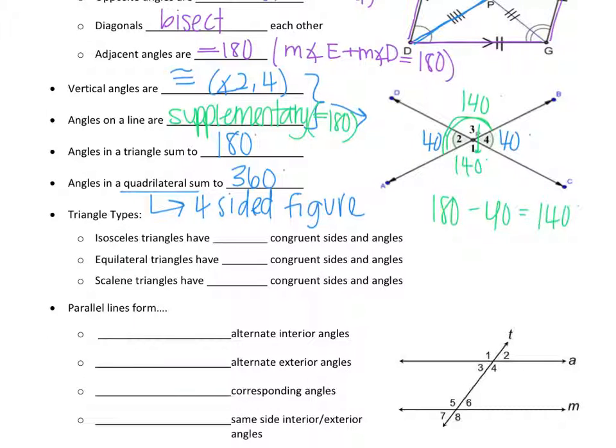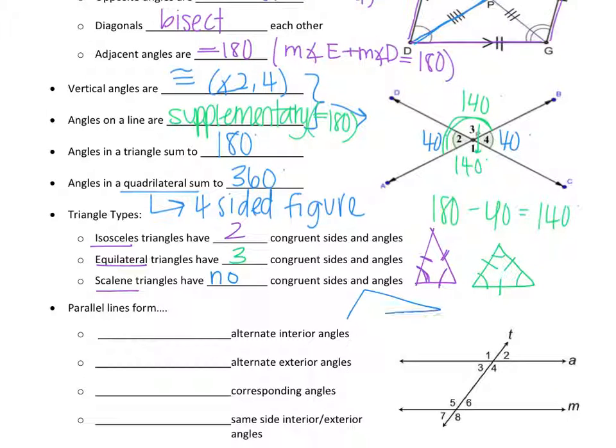Next, we're going to talk about triangle types. There are three different types of triangles that we often refer to. One is isosceles, where it has two congruent sides and angles, so a picture of isosceles would look something like this, where those two sides are congruent and the base angles opposite the sides are also congruent. An equilateral triangle has three congruent sides and three congruent angles. And then a scalene triangle has no congruent sides nor congruent angles. So something like this, where all angles are different, all sides are different.